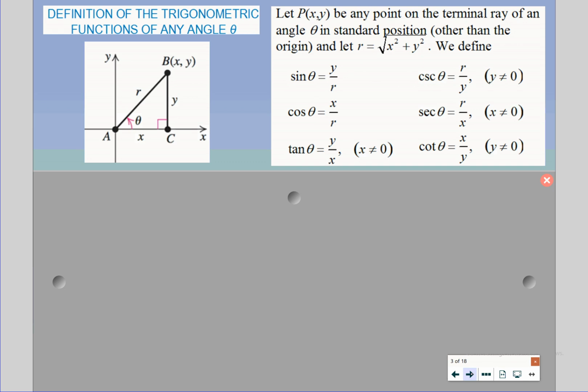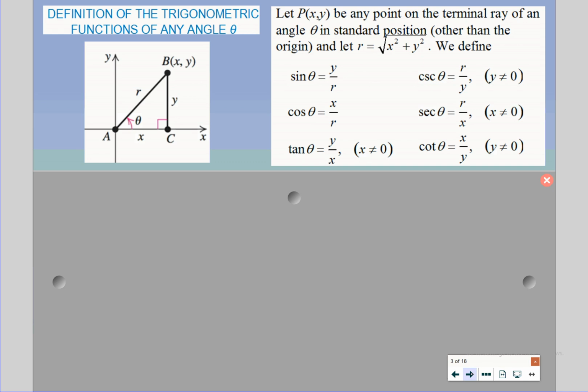From this picture, you can find all 6 trig ratios like we did in section 5.2. Sine of this angle is opposite over hypotenuse, y over r. Cosine is adjacent over hypotenuse, x over r, so on and so forth. So all of these that you see over here, those are just our opposite, adjacent, hypotenuse ratios we talked about already, but just in terms of this triangle instead.